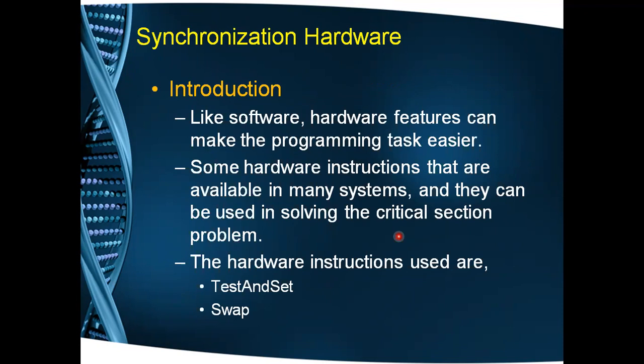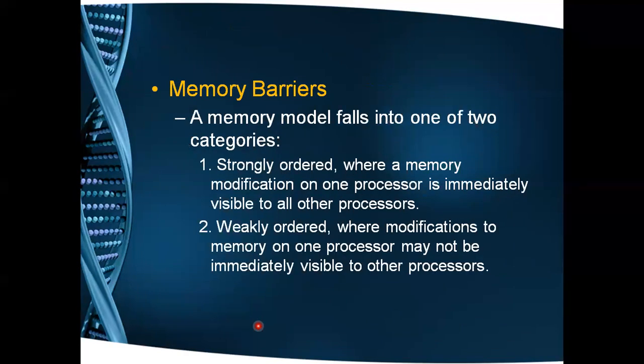Like software, using some hardware instructions also, we are able to provide process synchronization. These are some instructions: test and set, and swap. Before that, a small definition: memory barriers. Normally a memory model will be of two kinds, strongly ordered or weakly ordered. Strongly ordered means whenever there is a memory modification done by one processor, it will be visible to all other processors in a multiprocessor environment. But in weakly ordered, that change will not be immediately seen by other processors.